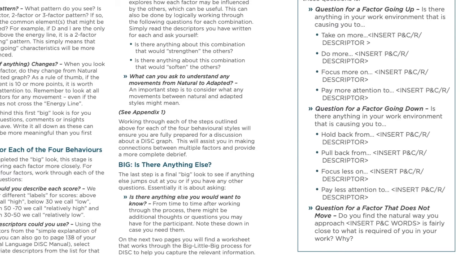For a factor going down, you say the exact opposite. So for example, is there anything causing you to hold back from, pull back from, focus less on, pay less attention to? And again, you use the P and C words, the R words and the descriptors to fill in those gaps. And for the factors where there's no real movement, I just broadly ignore them. So that's your little, if you wish.